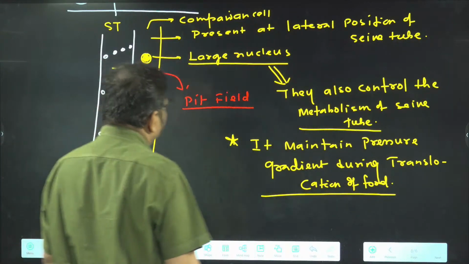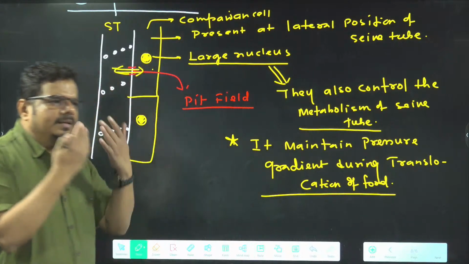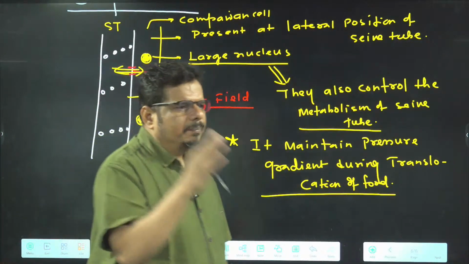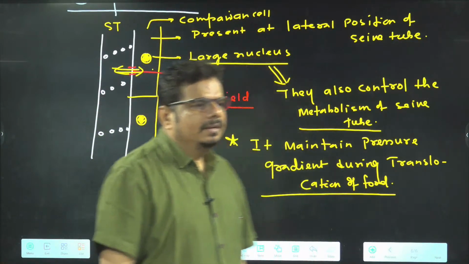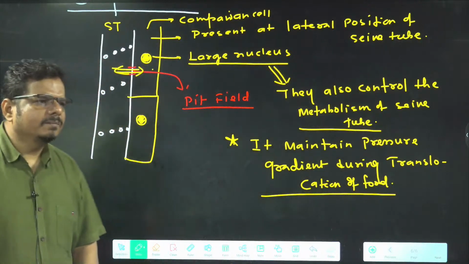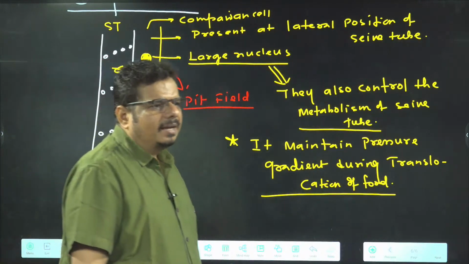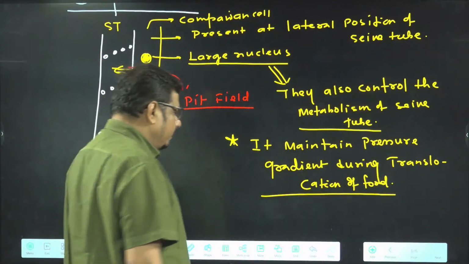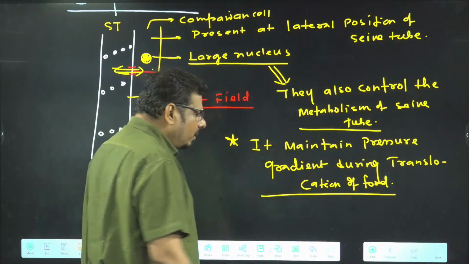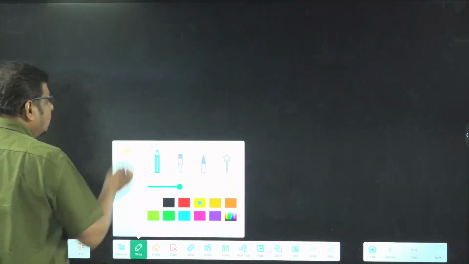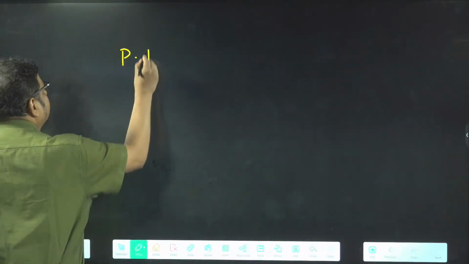Got the idea? Sieve tube and companion cell, both are over. Now we are going to deal with which one? Phloem parenchyma and phloem fiber. Right? What is important there? I already wrote it, but I am still writing phloem parenchyma.